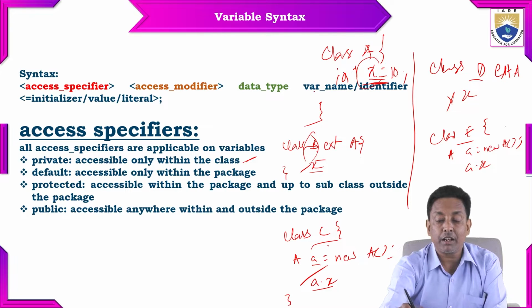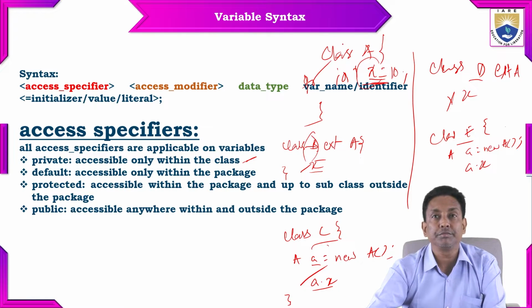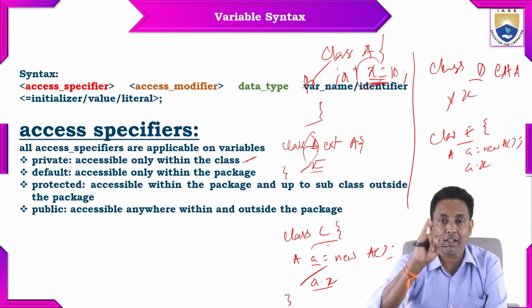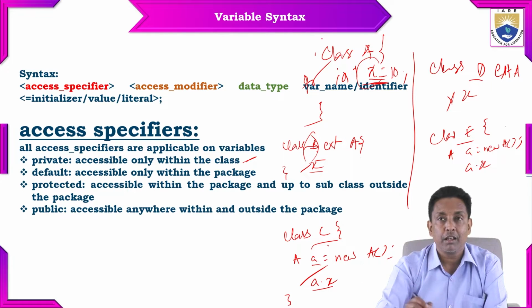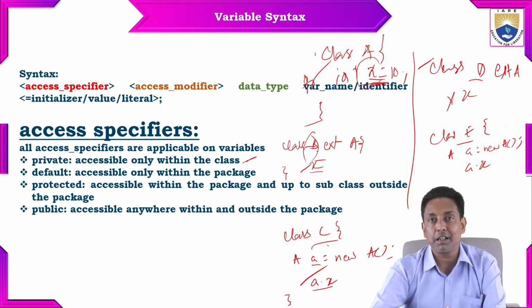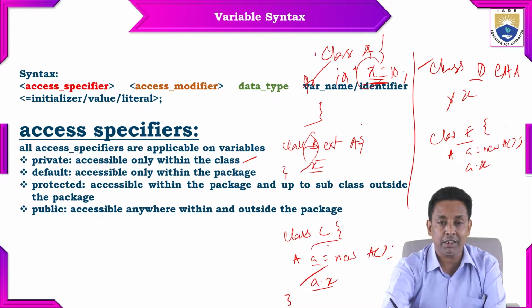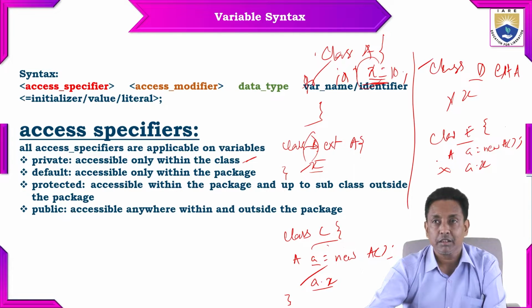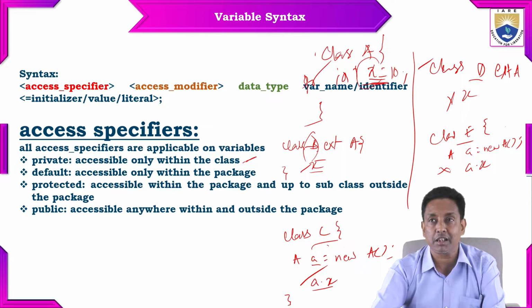Third, if you declare the variable as protected, a protected member has access scope up to 4: within the class A, subclass within the package, instantiating class within the package, and subclass outside the package. It cannot be accessed outside the package where we instantiate class A. There we cannot access x.